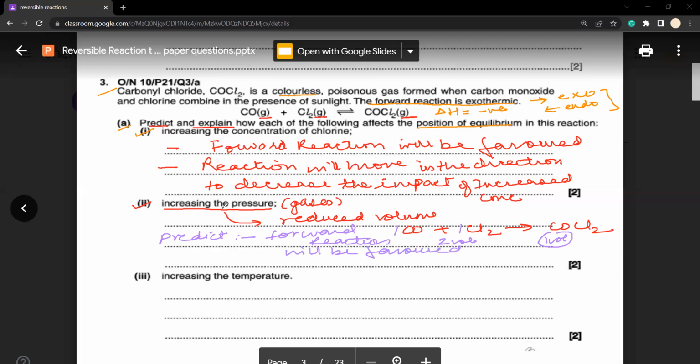Now they're asking for the reason also. So I'll write down the explanation of the reason: increase in pressure favors the reduced volume. So that is going to be a 2-mark answer.